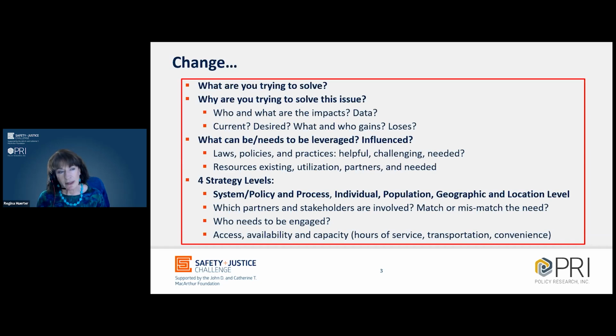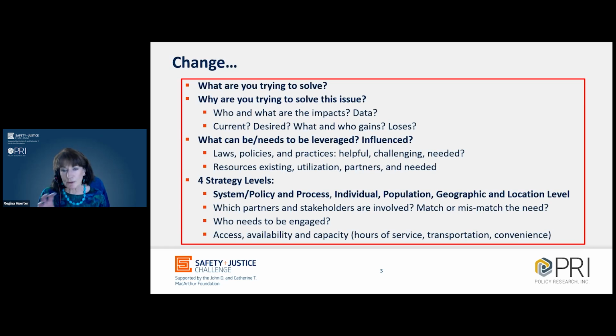Sometimes what you want to think about is how do you educate the public to understand what's actually taking place with a particular population? So you want to look at your laws, your policies, and your practices, and you want to look at those through a lens of what's helpful, what's challenging, and what's needed. And then looking again at your existing resources, how those resources are currently being utilized, who your partners are, and what partners are needed to be able to help you.